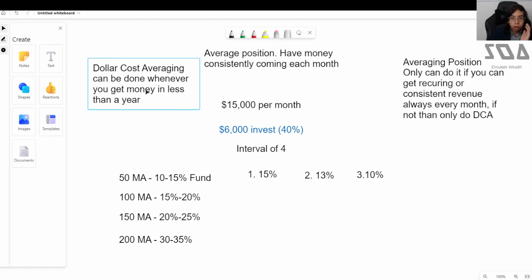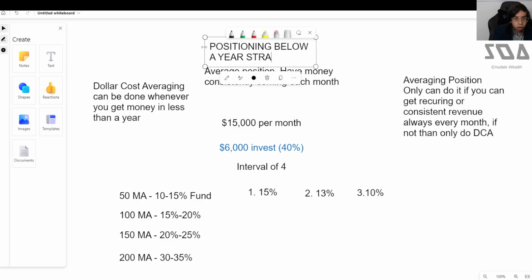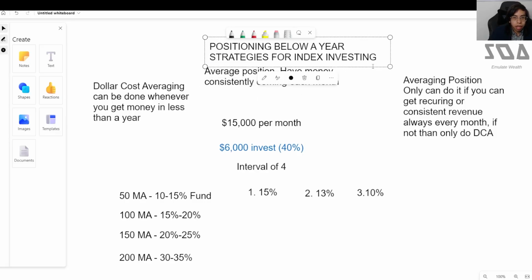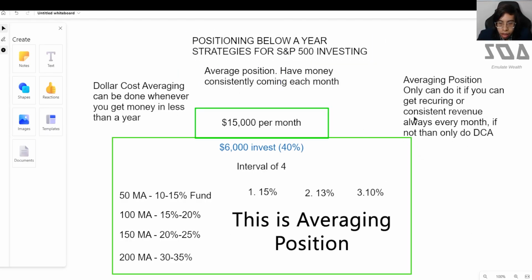I recommend you, if you're investing in a way less than a year, look, I'm going to call this positioning below a year. Yeah, I'll call all this sort of investing positioning below a year. I'll actually put it here. Positioning below a year strategies for index investing. Not just any index, but the S&P. I'll put here the S&P, because I don't want people to get confused. S&P 500 investing. This is the positioning below a year strategy. All these are these type of strategies.